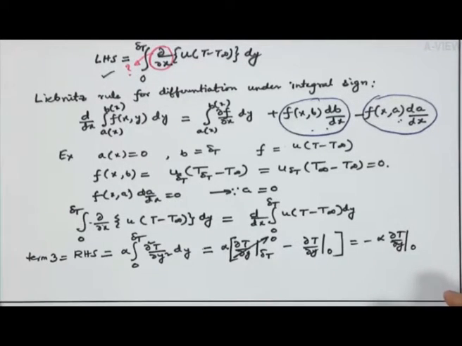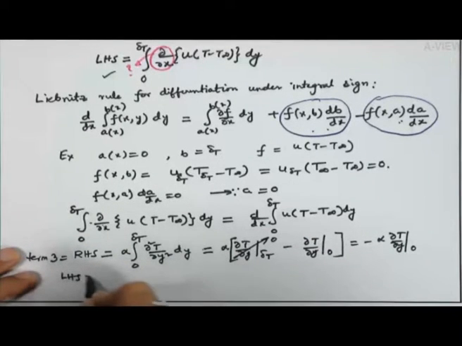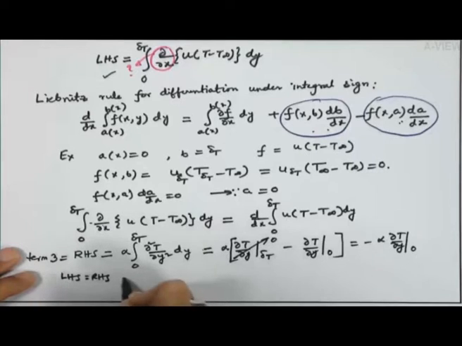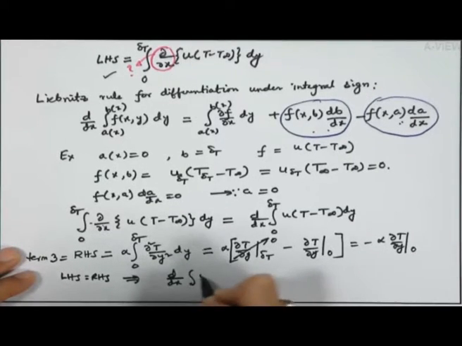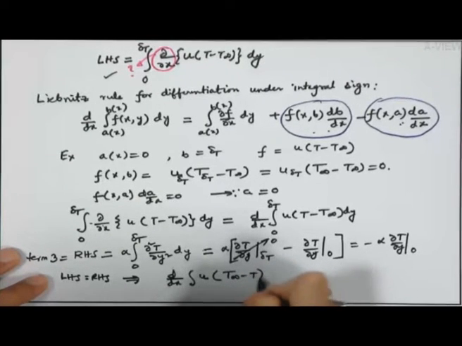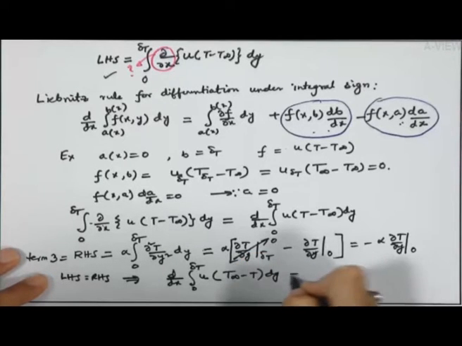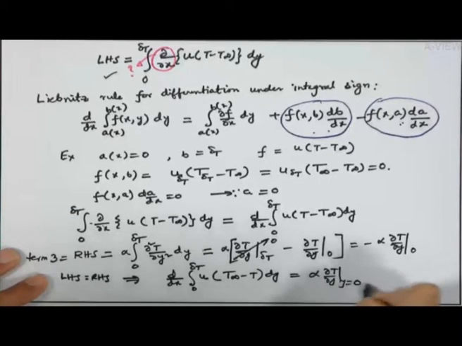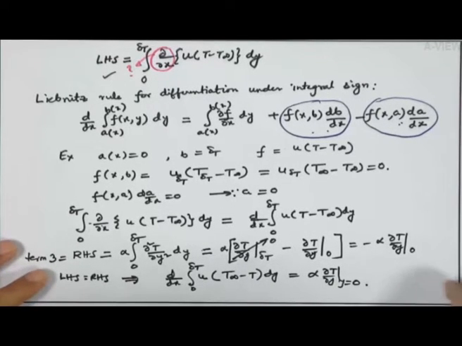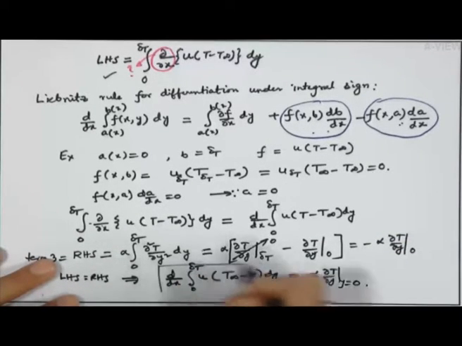So, you are left with left hand side equal to right hand side, that means d/dx of integral u into (T infinity minus T) dy is equal to alpha ∂T/∂y at y equal to 0. This is known as the energy integral equation.